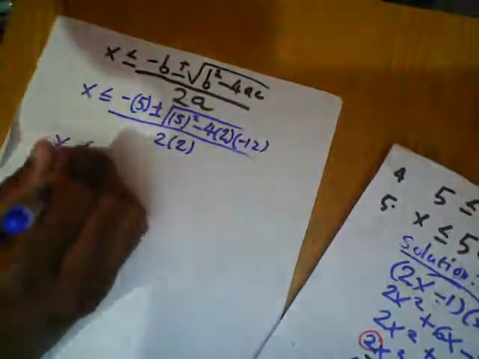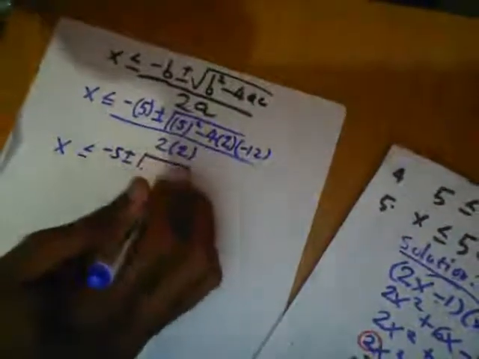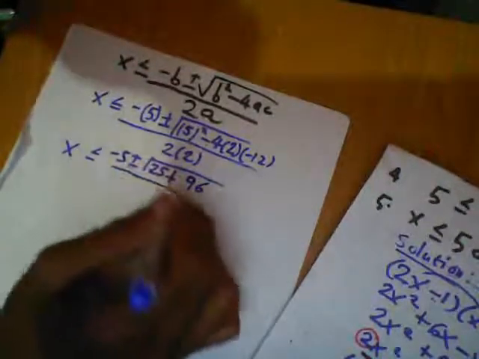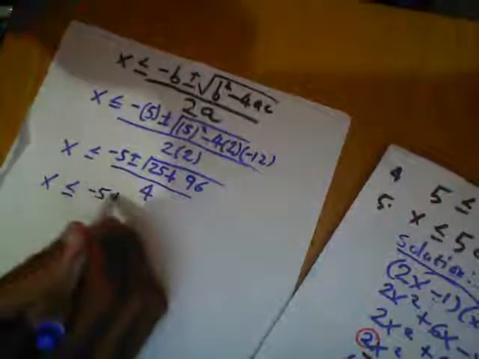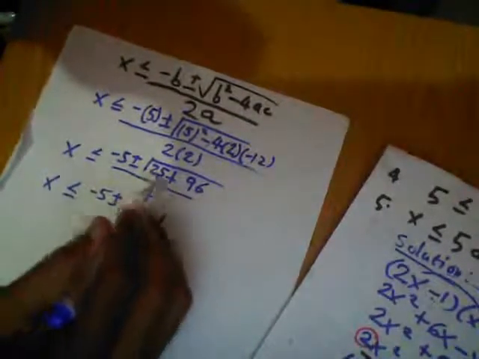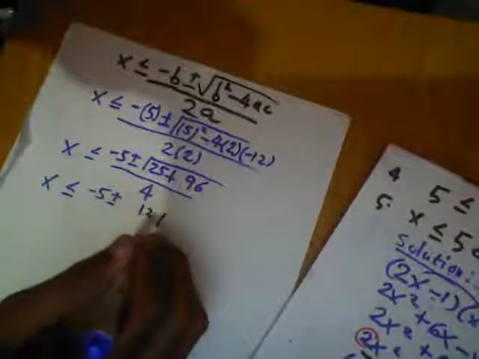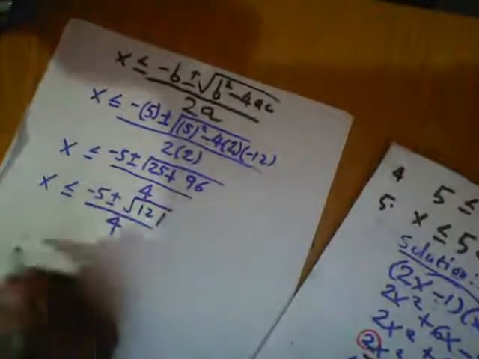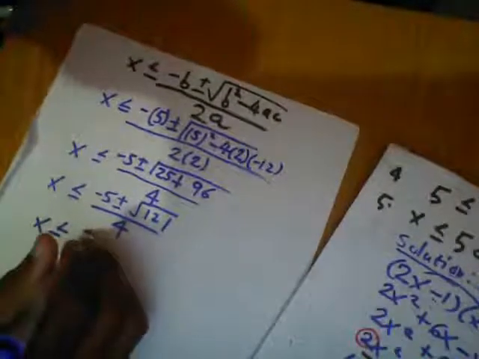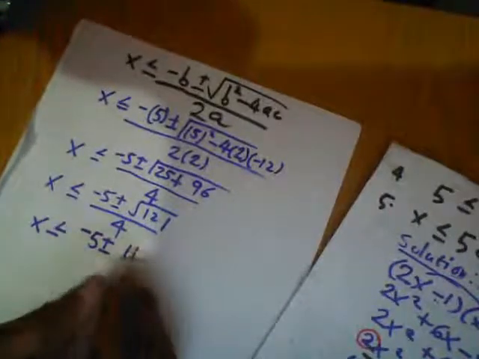So x less or equal, negative 5 is just negative 5, plus or minus the square root. 5 squared is 25, minus minus is plus, 4 times 2 is 8, 8 times 12 is 96. 96 over 2 times 2 equals 4. So x less or equal to negative 5 plus or minus the square root of 25 plus 96, which is 121, over 4. The square root of 121 is 11. So x less or equal to negative 5 plus or minus 11 over 4.